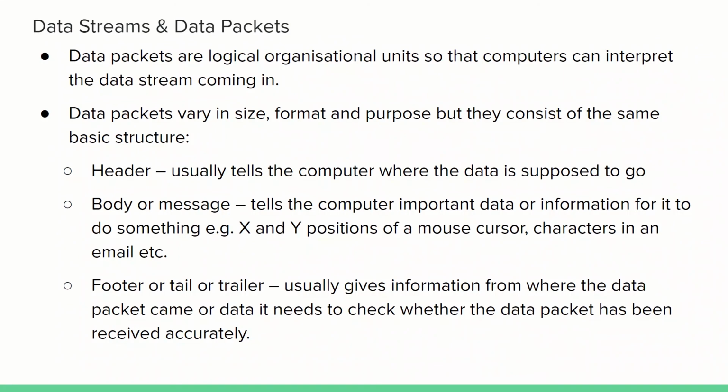Data streams and packets, okay? So there are 3 main components in it. So the header, the body, the trailer or the footer, okay? So the header gives the computer what the data is meant to do, okay? It's meant to come from the device, give it a set of instructions, things like that. The body tells the computer or the device the important things, doesn't need to change coordinates. And then the trailer usually gives some sort of data, say, like a check.